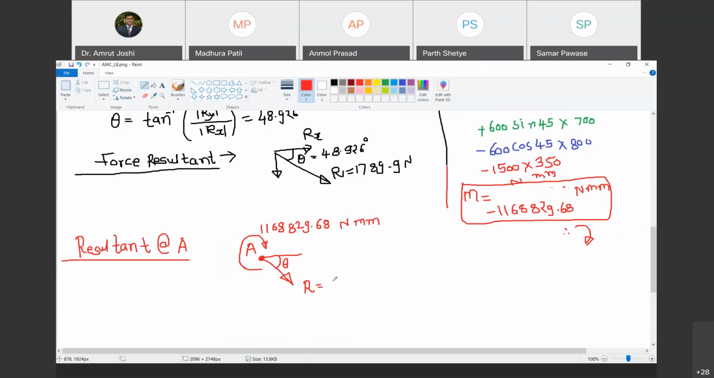And what is the value of R? R is 1789.9. Once you have shown the direction by arrows, you need not write down any sign because the sign is taken care of by directions. This is 48.926 degrees. Are you with me? Yes, sir.